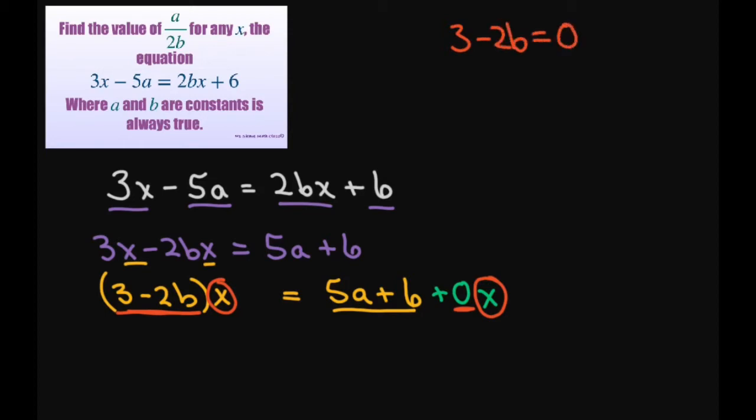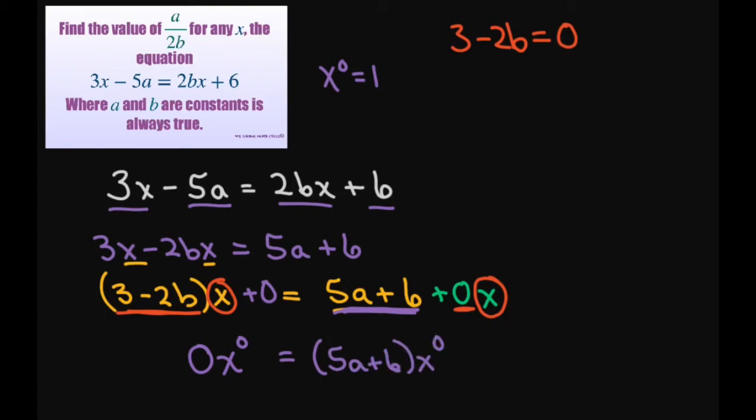Now, this is our constant. We don't have a constant on the left-hand side, so we could just put a 0 there and equate this to 0. And remember, with x, we could write x to the power of 0, and x to the power of 0 is equal to 1. So we could write this as 5a plus 6 times x to the power of 0. So we're equating these two coefficients with our constant term. So we're going to write 5a plus 6 equals 0.